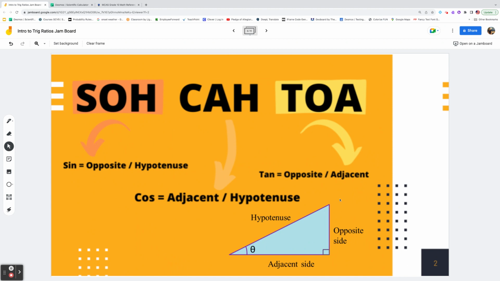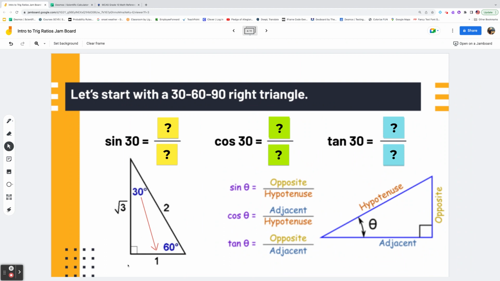So in a right triangle, you'll be looking at some acute angle in that right triangle. And we'll either be finding the sine of that angle, the cosine, or the tangent. And we're going to be writing a ratio of 2 of the 3 side lengths. So we'll get started with this 30, 60, 90 right triangle.